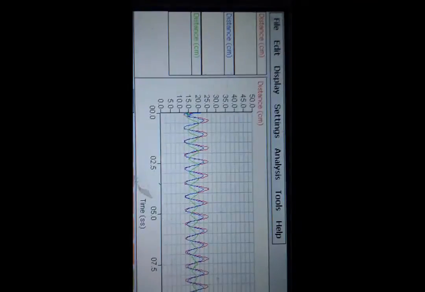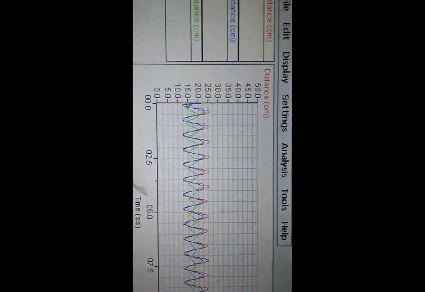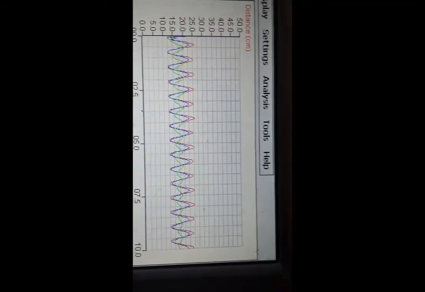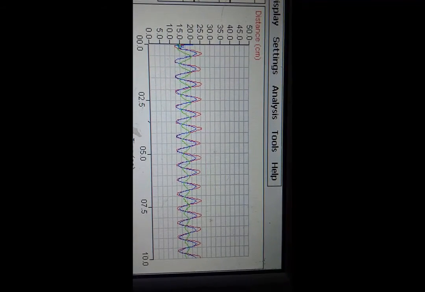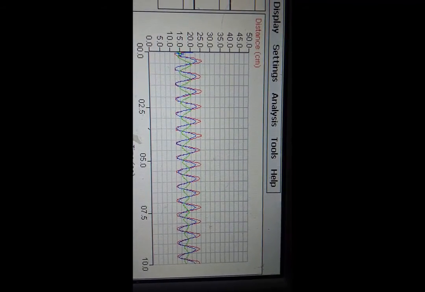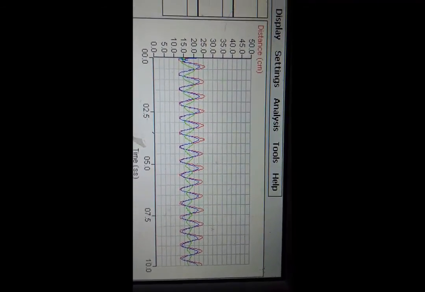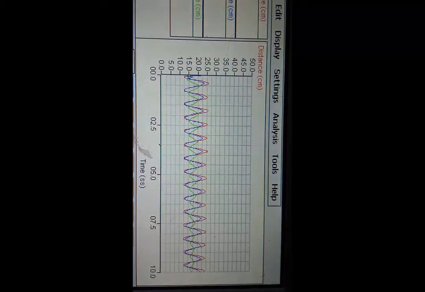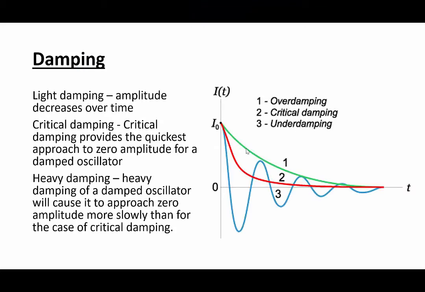So if we have a look at the result, this time we're looking at the green line, and you can see that over the course of that trace there is a significant decrease in the amplitude of oscillation. That is damping.